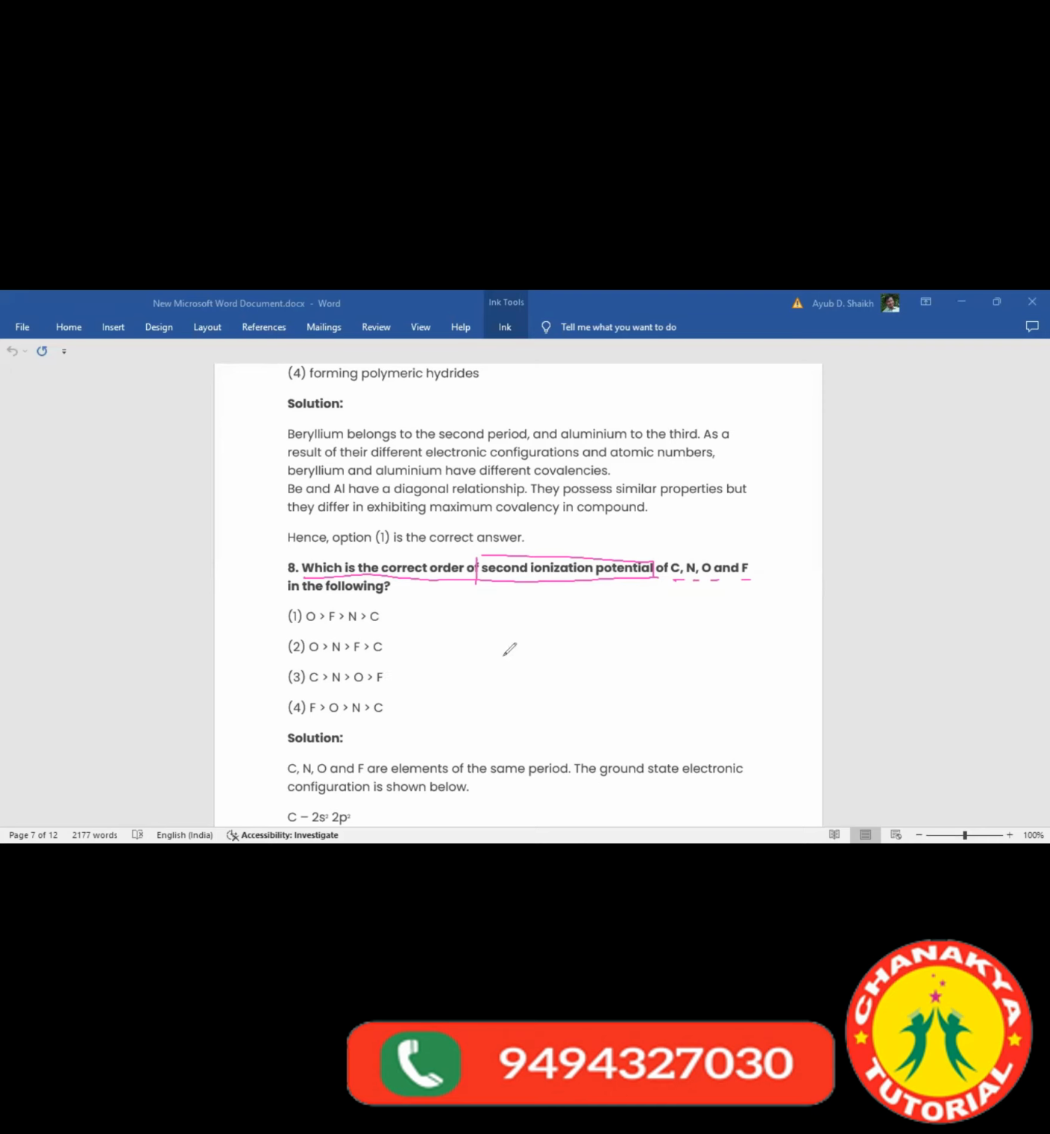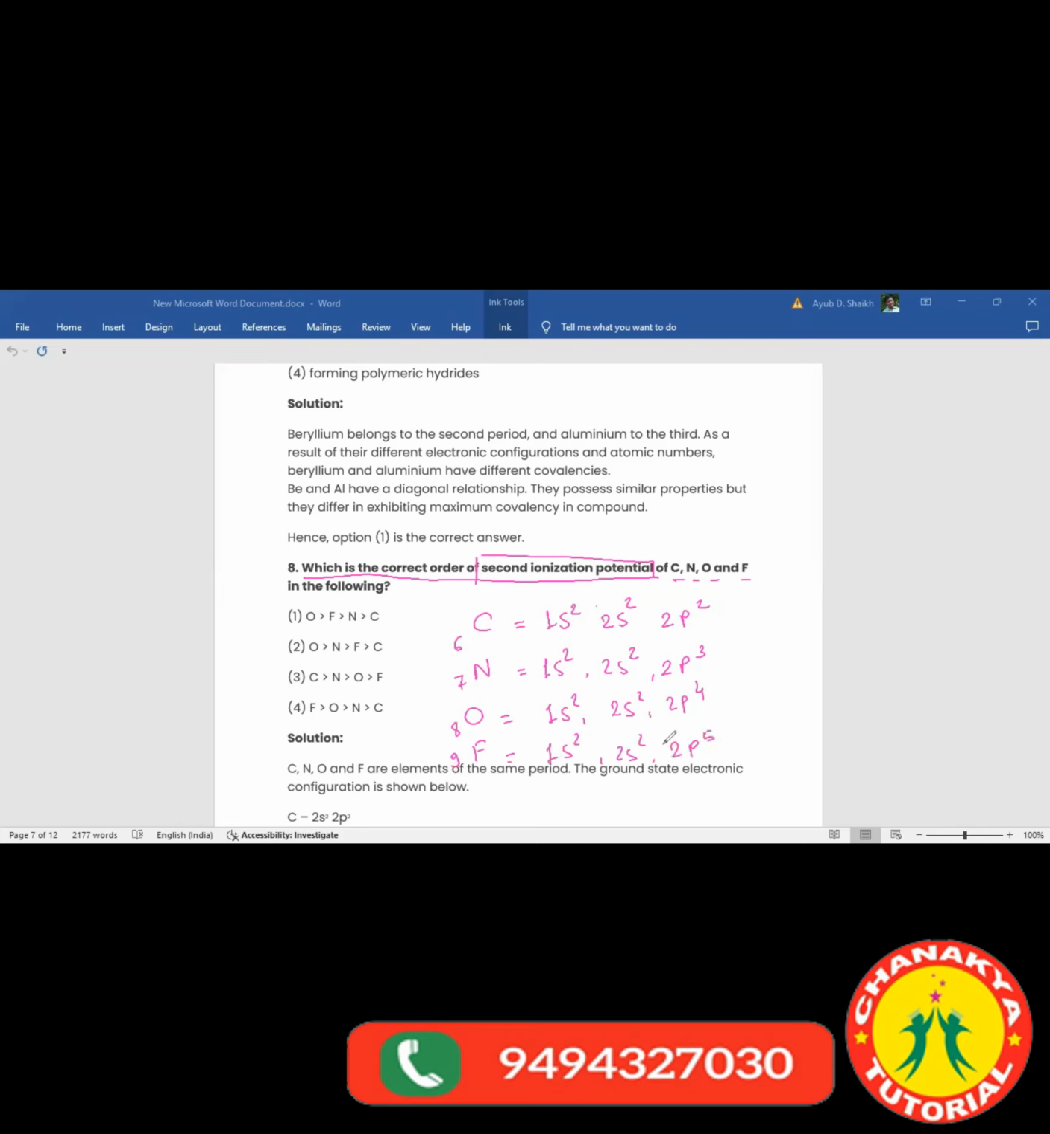Understanding? For example, carbon, its atomic number is 6, right? And its electronic configuration would be 1s2, 2s2, 2p2. Correct? Yes, ma'am. For nitrogen, it would be 7, 1s2, 2s2, 2p3. Correct? Right? For oxygen, atomic number 8, its electronic configuration is 1s2, 2s2, 2p4. And for fluorine, 9, it would be 1s2, 2s2, 2p5.